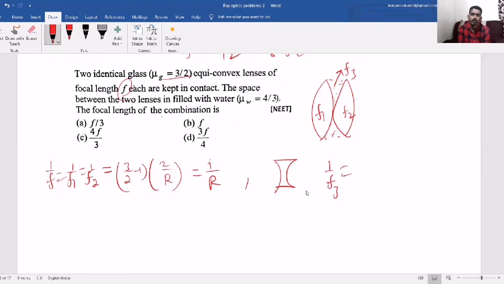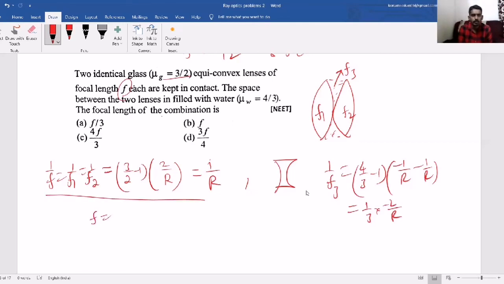Now 1 by f3 is for the lens made up of water. So mu minus 1 means 4 by 3 minus 1. But it is concave, so minus 1 by r minus 1 by r. So it equals 1 by 3 into minus 2 by r, where the r value will become f from this equation. F equals r, so here I can write it as minus 2 by 3f.